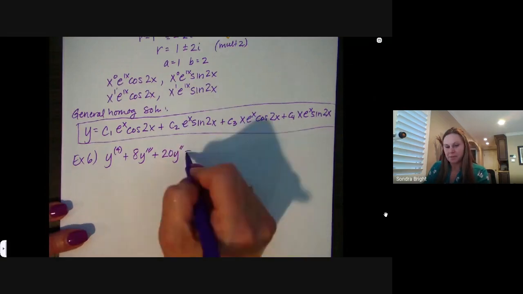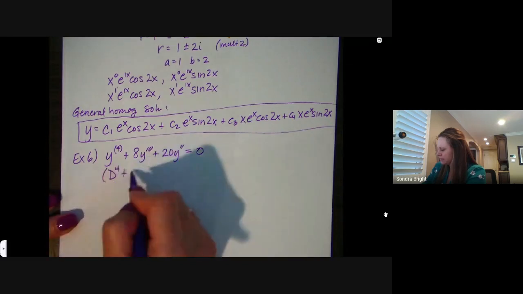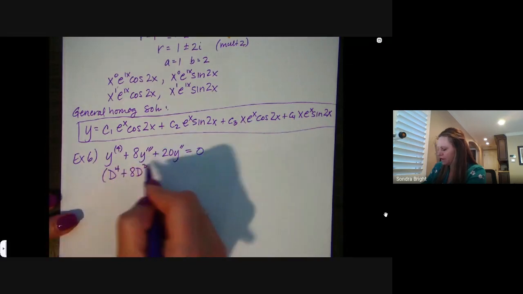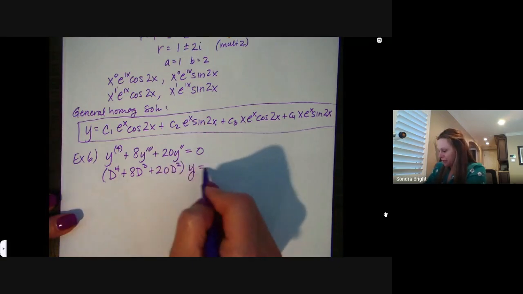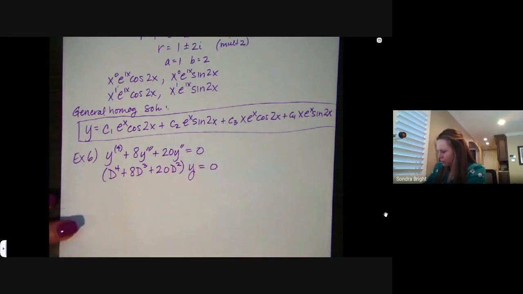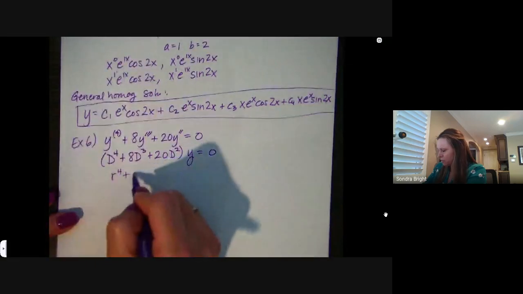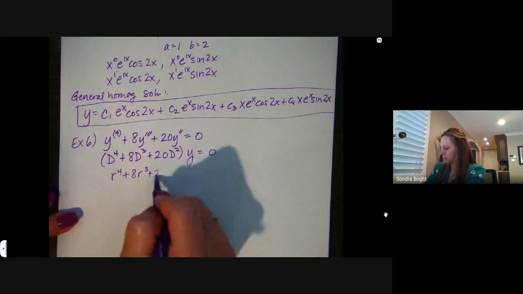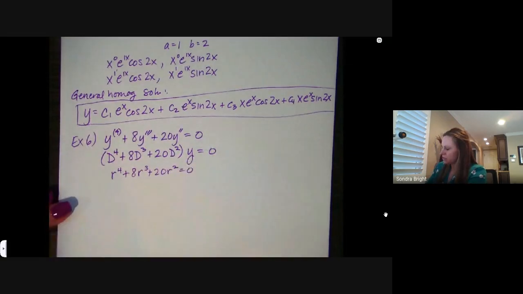All right, so I'm going to rewrite it as a polynomial operator. This would be d to the 4th plus 8d cubed plus 20d squared operating on y is equal to 0. Your auxiliary equation would be r to the 4th plus 8r cubed plus 20r squared equals 0. And we want to solve for r. So I notice there's an r squared in common to all 3 terms. I'll factor that out.